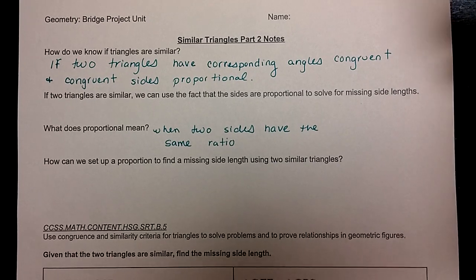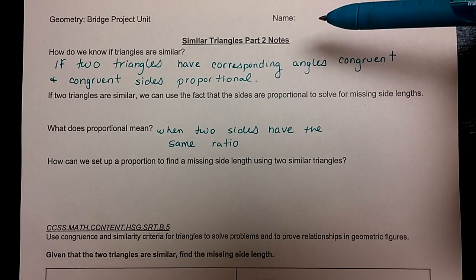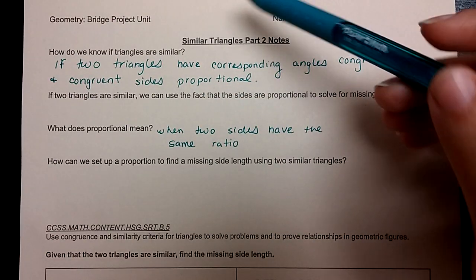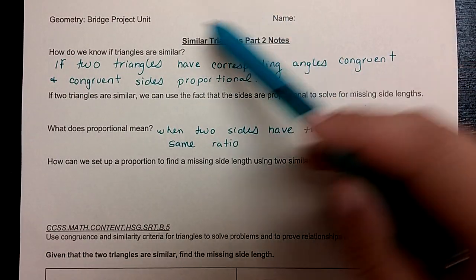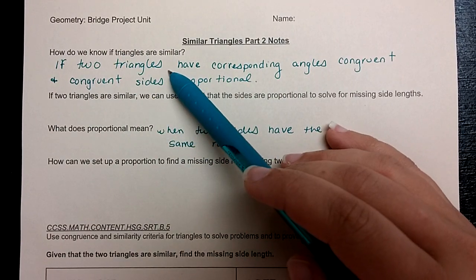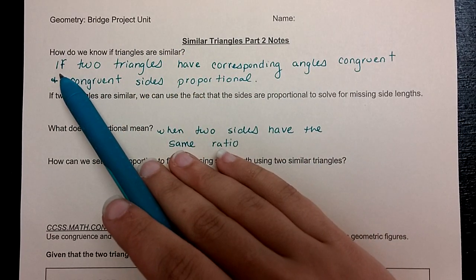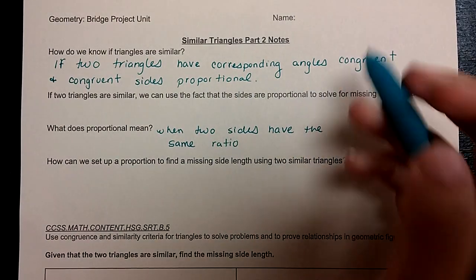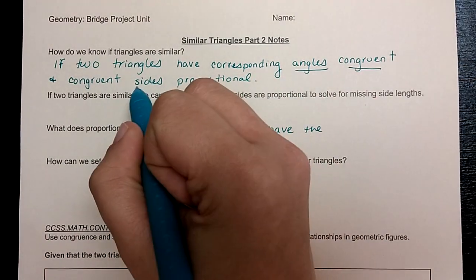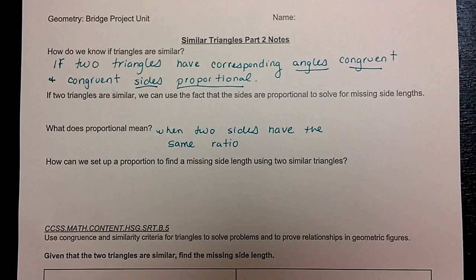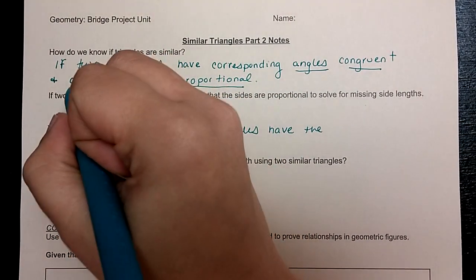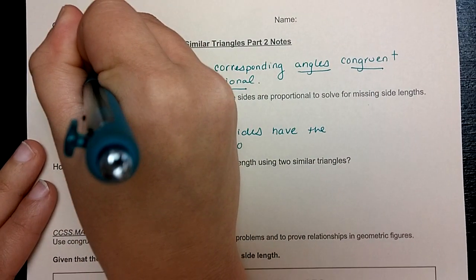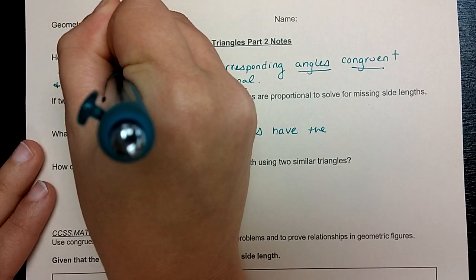In this video, we're going to learn how to find a missing side length when we're given two similar triangles. So some reminders about similar triangles: how do we know if triangles are similar? We know two triangles are similar if the two triangles have corresponding angles congruent and corresponding sides proportional. I wrote the wrong word on the slide.